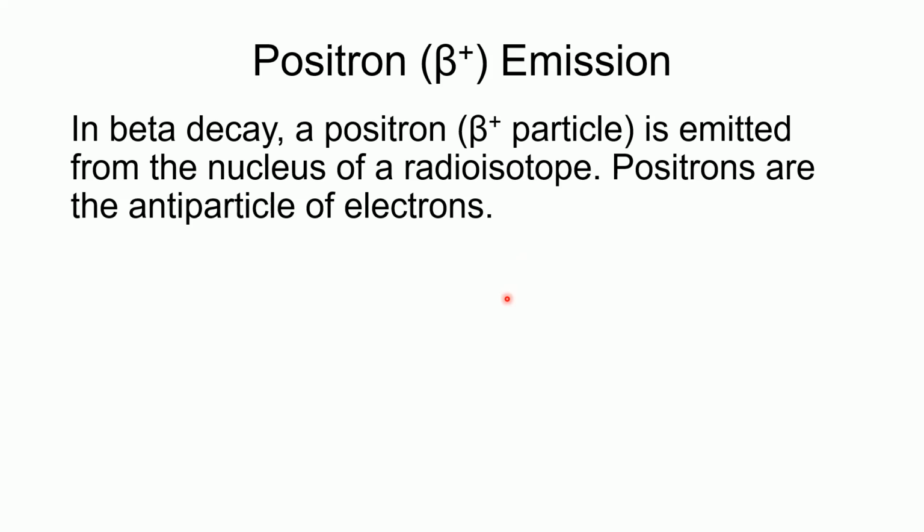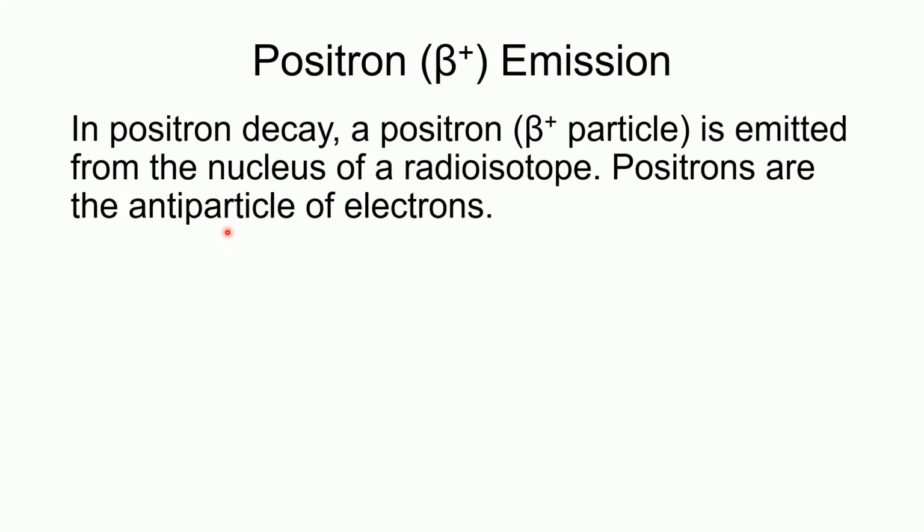All right, positron emission. In positron decay, a positron, or beta plus particle, as it is indicated in most textbooks, is emitted from the nucleus of a radioisotope.